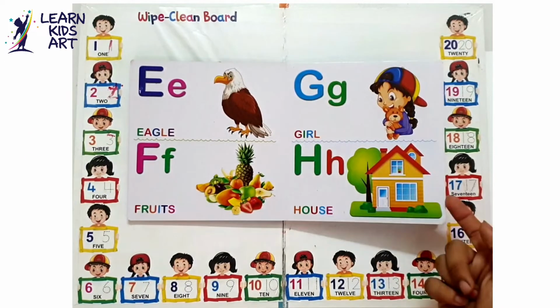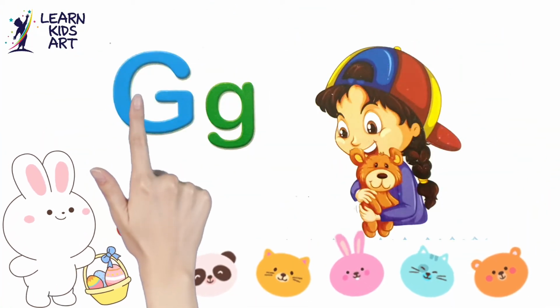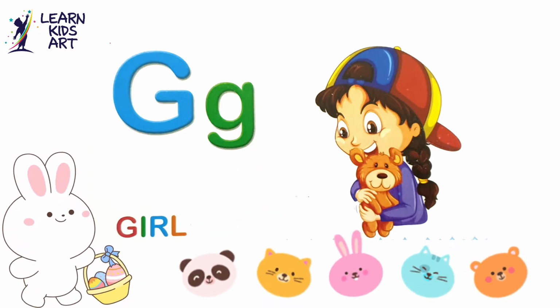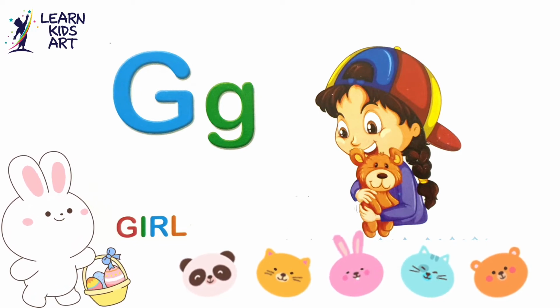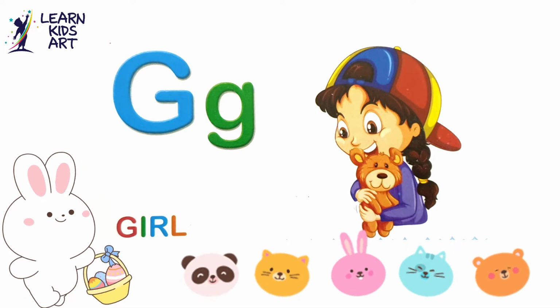Our next letter is G. G. This is capital G. This is lowercase g. G sounds G. G is for girl. G-I-R-L, girl.